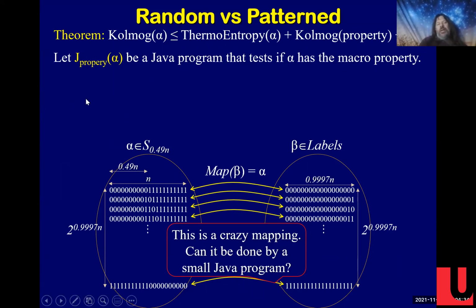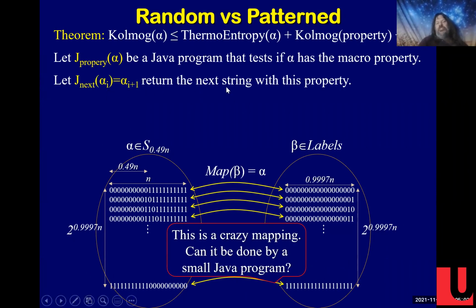You give me any string alpha, and it returns yes if the string is a binary string of length n that has exactly 0.49 in zeros. Can you write the program like this? It just counts the number of zeros, counts the length, checks that it's all binary, and says yes. It has a very short description.